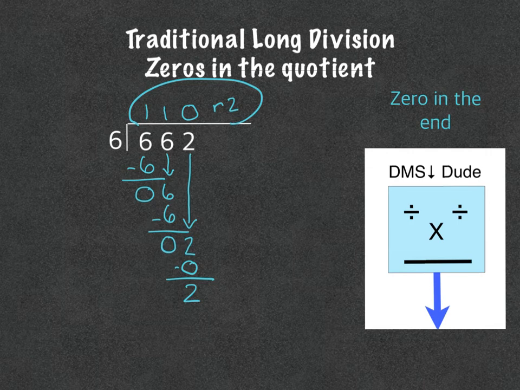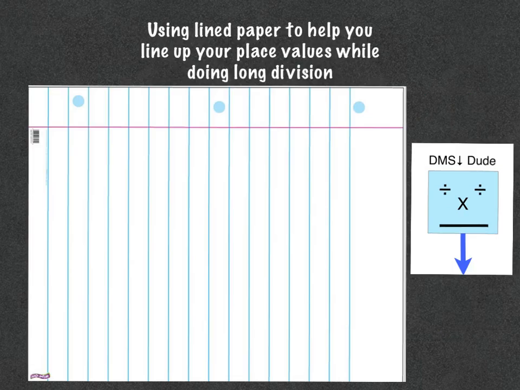Otherwise, your answer changes. If you are out there doing long division and you're in need of a way to get your stuff lined up, your place values lined up, turning a piece of loose leaf paper sideways is a perfect way to get your stuff lined up. For example, if I have 4 as my divisor, and let's say I have 7,253 as my dividend. We don't need our line quite that long.